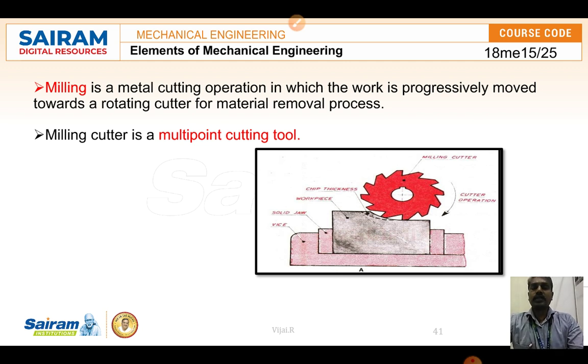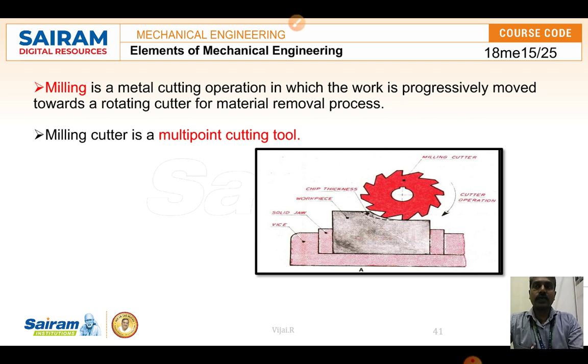In the lathe the workpiece is rotating and the tool is stationary. But in case of milling, the workpiece is stationary and the tool is going to be rotated. Let me see one by one. First of all, what is a milling operation? Milling operation is a metal cutting operation in which the workpiece is progressively moved towards or away from the rotating cutter.